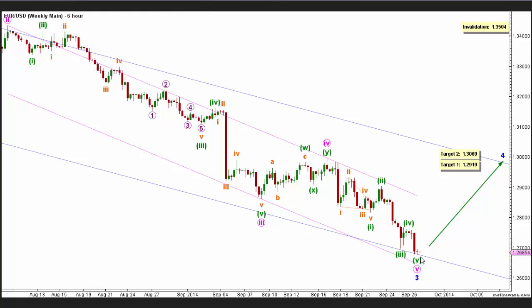In addition, price has just come very close to reaching the lower trend line of the channel drawn around minute waves 1 through 5. So at 1.2919, minor wave 4 would retrace 23.6% of minor wave 3, then at 1.3069 it would retrace 38.2% of its length.